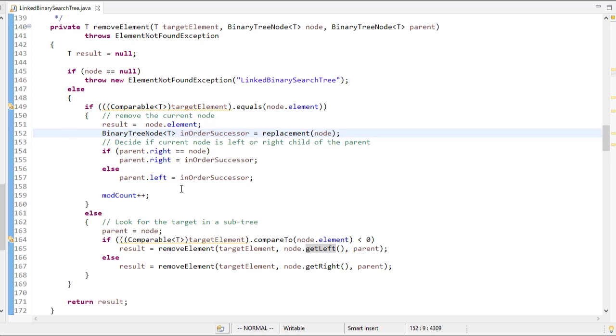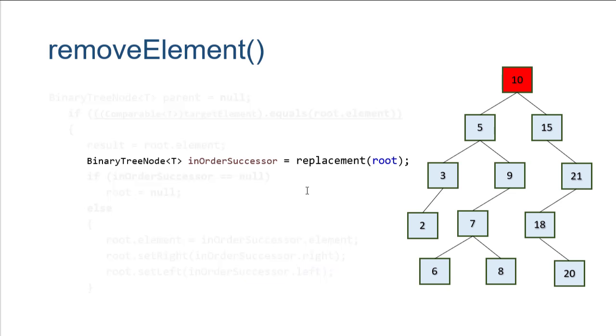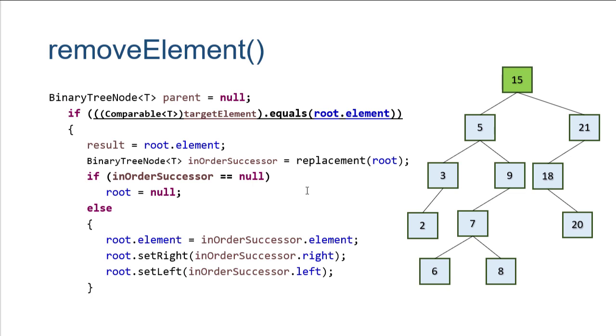So let's go into a little more detail with how this works, including this replacement method. So if I want to delete the root element, I'll find the in-order successor, and then I'll replace the root with that in-order successor. Now, replacement doesn't just find that node, it also will set its left and right children so that we can do a drop-in replacement with that in-order successor. So it's going to find a replacement for the root, which is the in-order successor, and then it'll replace the root with that in-order successor.